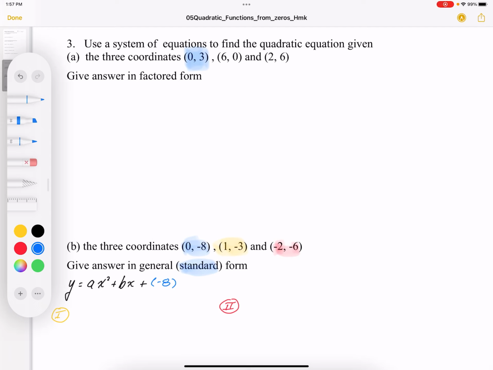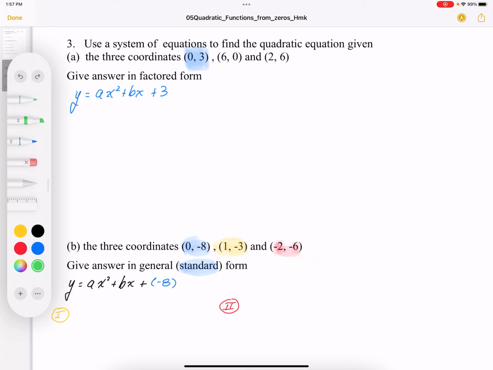An alternative solution to this problem would be to use the y-intercept and set this up into general form and then factor afterwards. So I'm going to use the y-intercept here, and I end up with y is equal to ax squared plus bx plus 3. So I have two variables to solve for, a and b, and I have two equations that I can set up.